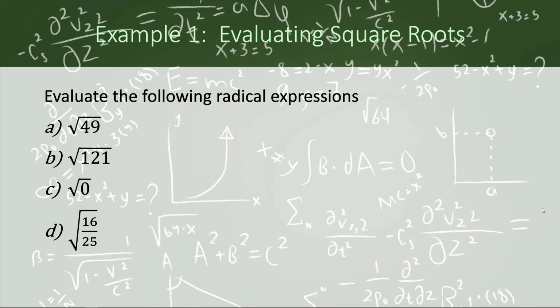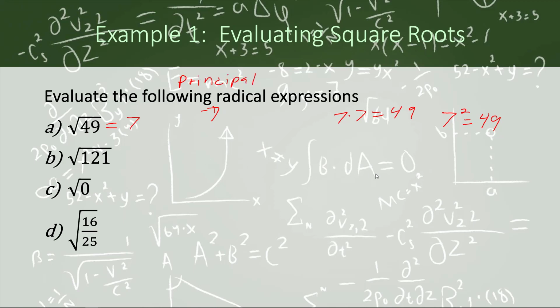Okay, so let's do some examples. Let's evaluate the following radical expressions. The first one is the square root of 49. Now, you might recall that 7 times 7 is equal to 49, which means that 7 squared is equal to 49. Then 7 is equal to the square root of 49. And also -7, but once again, as I mentioned before, we're only going to be interested in the principal square root.